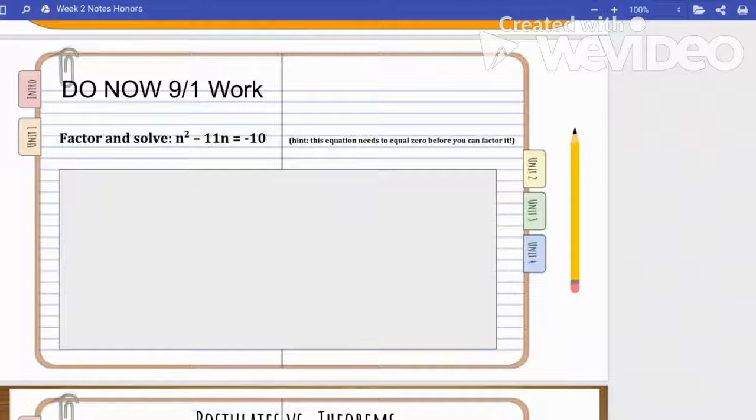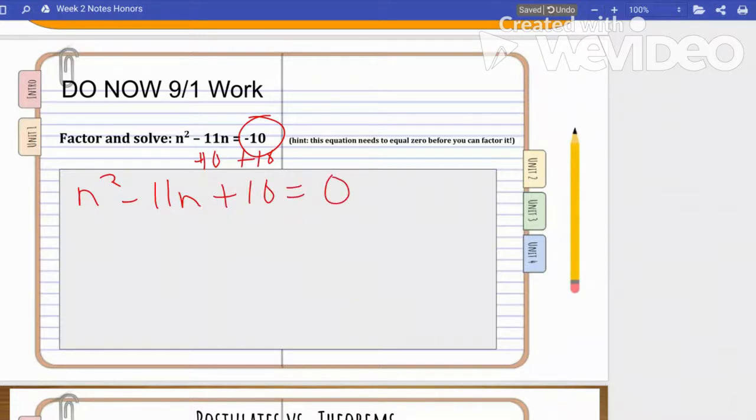Okay, we can look at our do now, which is factoring. Well, when I try to factor this, the problem is that it doesn't equal 0. It needs to equal 0. So in order to set it equal to 0, I'm just going to add 10 to both sides. When I do that, I get n squared minus 11n plus 10 equals 0.